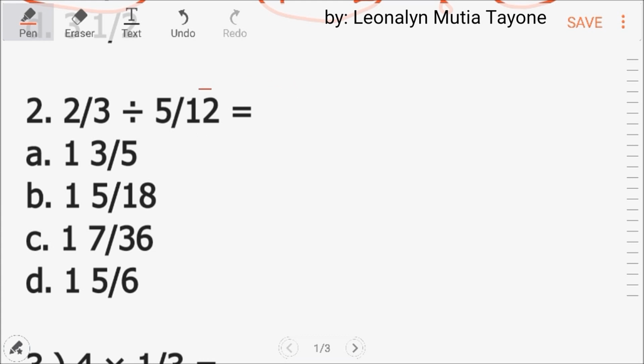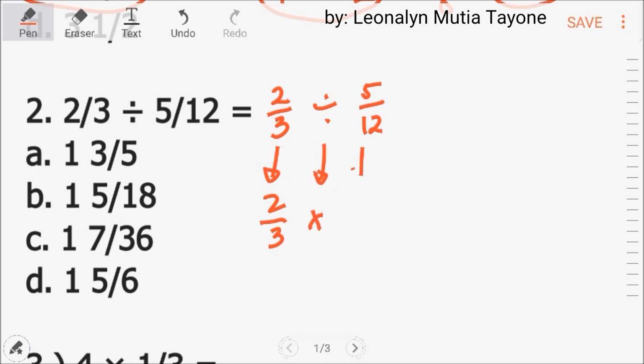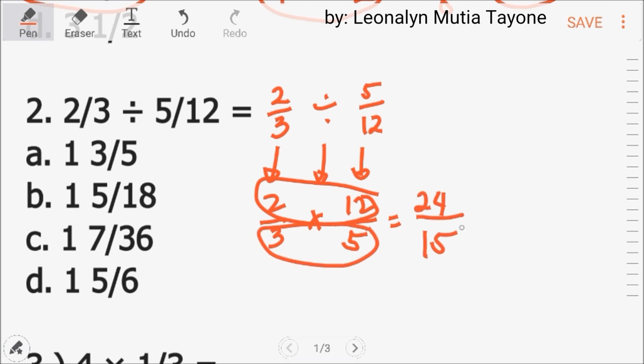So they are both simple fractions. 2/3 divided by 5/12. Copy 2/3. The division becomes multiplication, and the divisor becomes its reciprocal, which is 12/5. We can now multiply. And this is 24, and this one is 15.